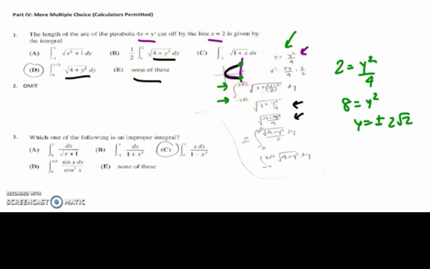So what I have to realize is that they're actually using symmetry, and they're taking just the top half of the curve here, and they're then doubling the arc length to take care of the bottom half of the curve. So that means they're doubling the arc length formula, but changing the limits to be from 0 to 2 root 2. And then you have a 2 in the numerator and a 2 in the denominator, and you've figured out that D is your answer.